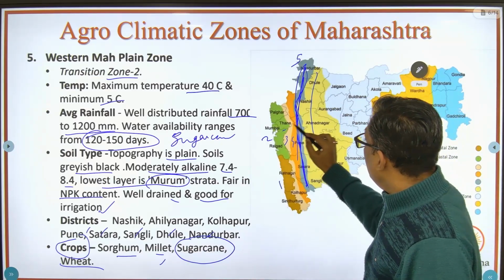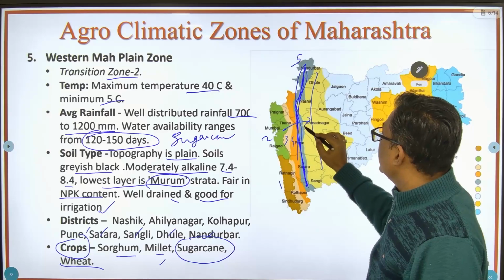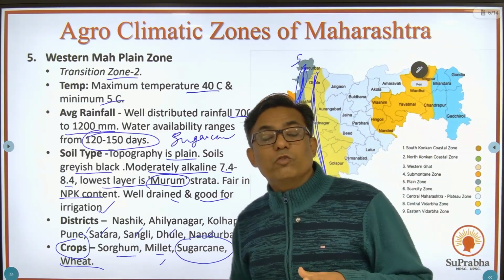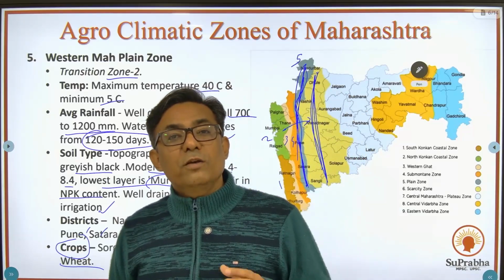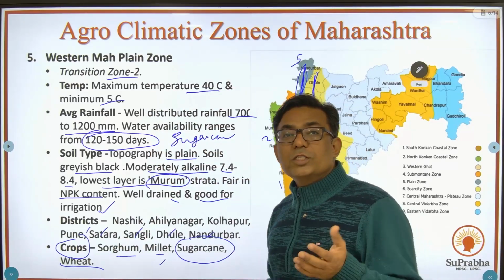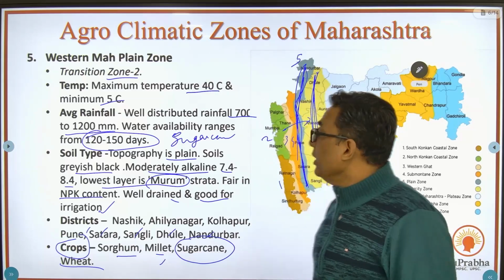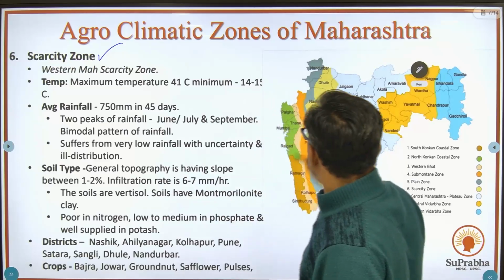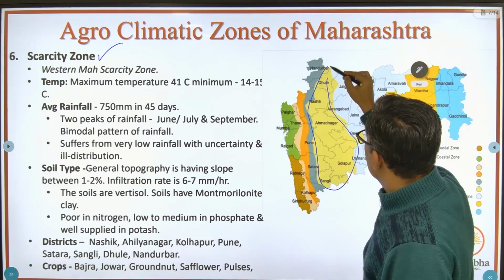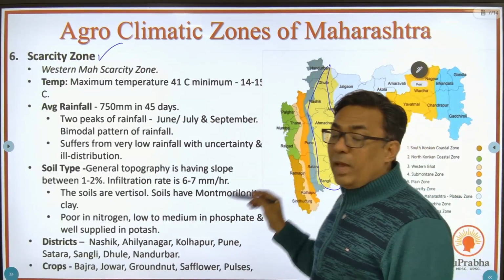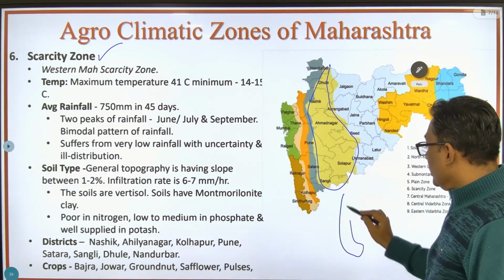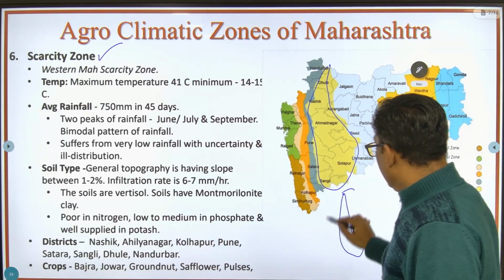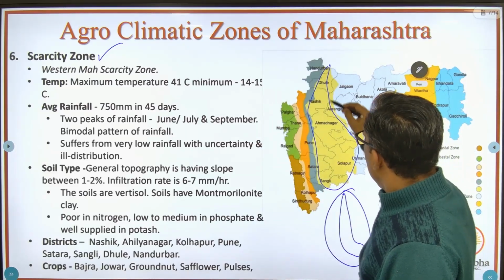Now, beyond this, as you cross the Western Ghats and you come to this part, this zone is the rain shadow region of Maharashtra. Rain shadow region where you don't have much rain because it is in the shadow of the Western Ghats. Therefore, it is also known as the scarcity zone. In the maps, it is depicted as an inverted hockey stick. If you look at your atlas, it is depicted as an inverted hockey stick. So this is that region.